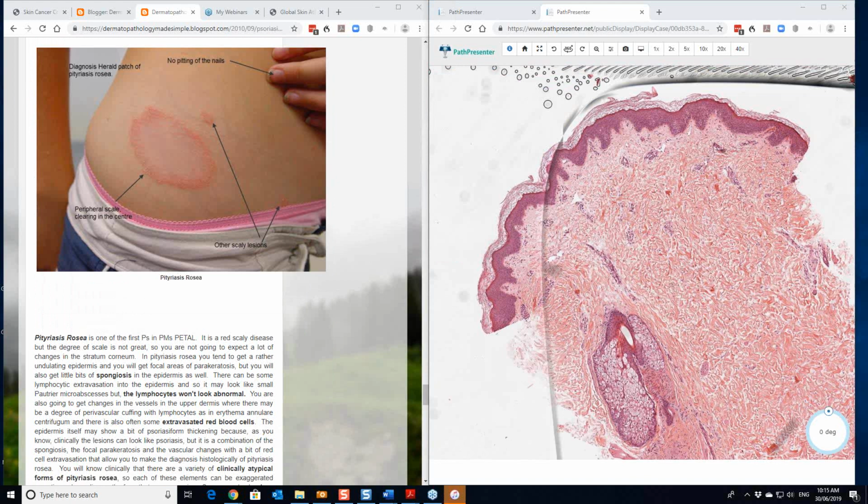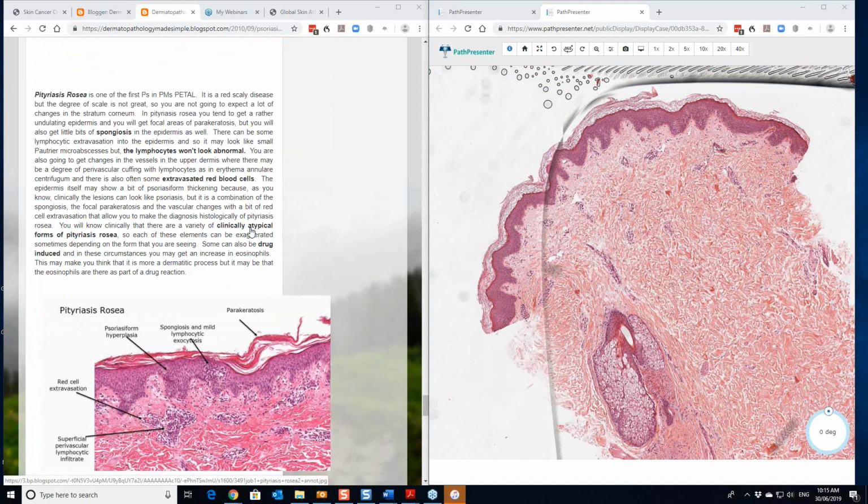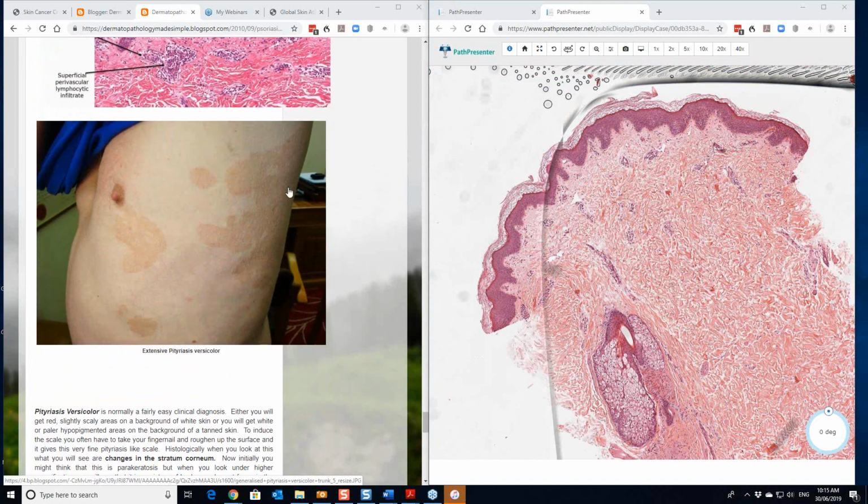The other P of the PMs, we've talked about pityriasis rosea, pityriasis versicolor, and pityriasis rubra pilaris. Now we've done rosea, we've done rubra pilaris. What about pityriasis versicolor? What does it look like? Well, that's a rather florid example.